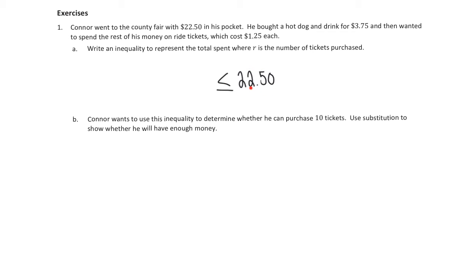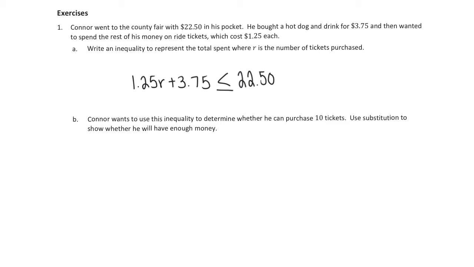So now we are going to try to figure out, by using our less than or equal to sign, how many rides he can buy at the fair. We know the rides cost $1.25 each, and so we're going to use R to represent the number of tickets purchased for those rides, plus $3.75, which he spent on the hot dog and drink. Here is the inequality statement we're going to use for B.